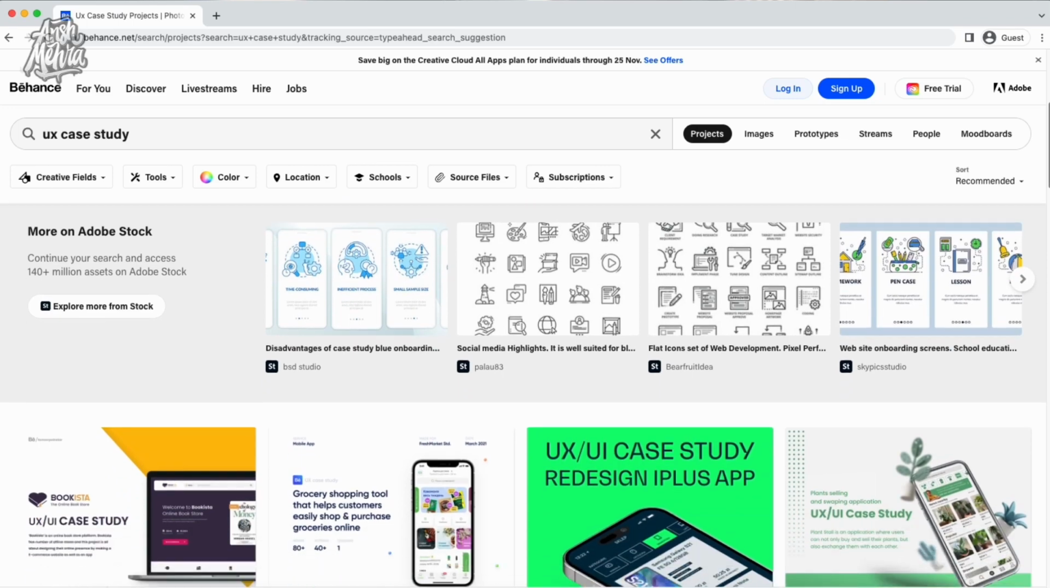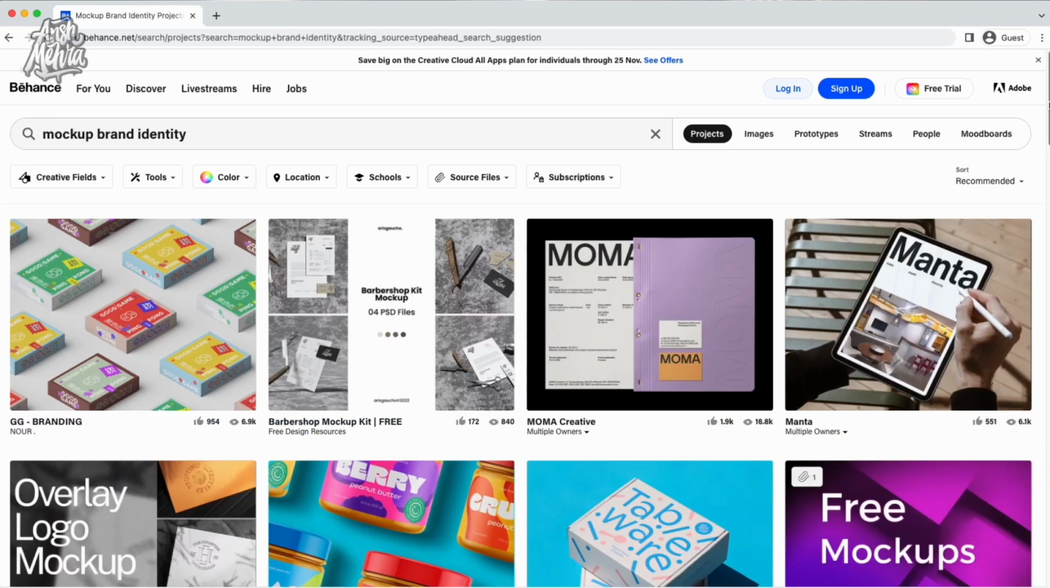Number 4 is Behance. Behance is very popular for marketing designers. So when you go on Behance, you would often find work around brand identities and mockups and social media work and videography, all kinds of creative endeavors. It also has a pretty good collection of UX designers as well.